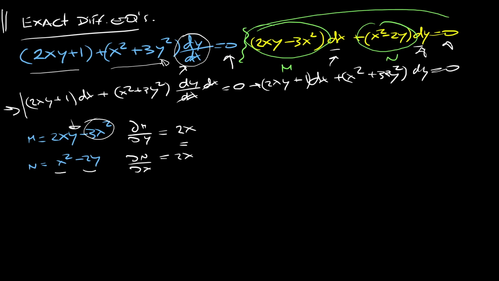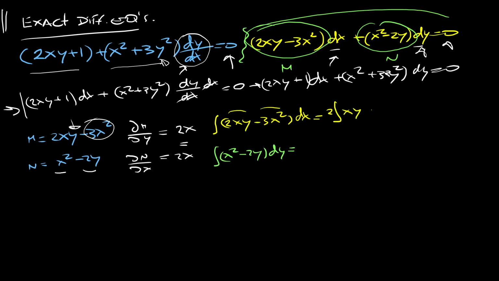And how we solve this is by first continuing with M, and then we're going to integrate the expression: the integral of 2xy minus 3x squared dx. And the second one, we're going to do the same thing, but for y: the integral of x squared minus 2y dy. So let's solve both of these. For the first one, we can separate this one and this one. We have 2 that comes outside, then we have the integral of xy dx, and then minus 3 and then the integral of x squared dx.